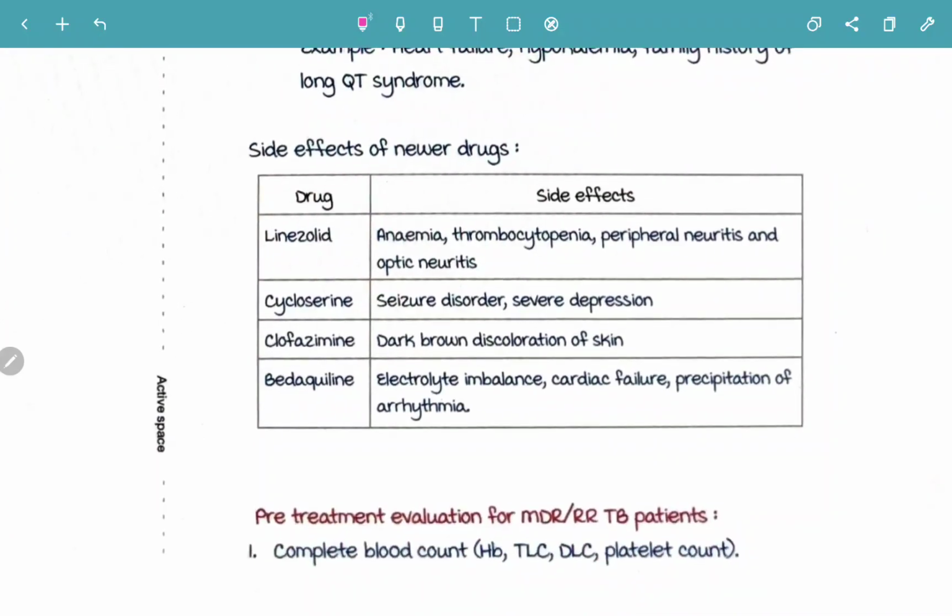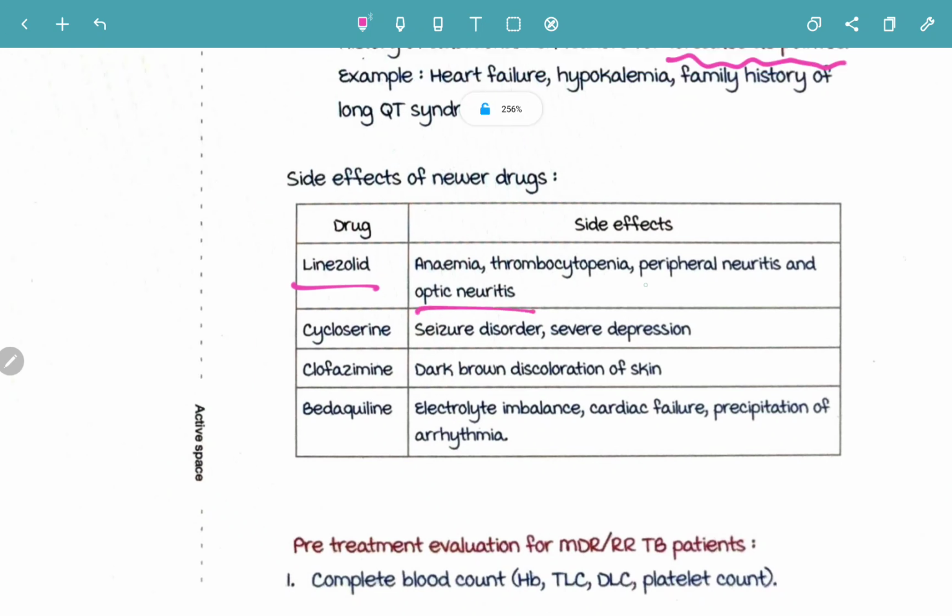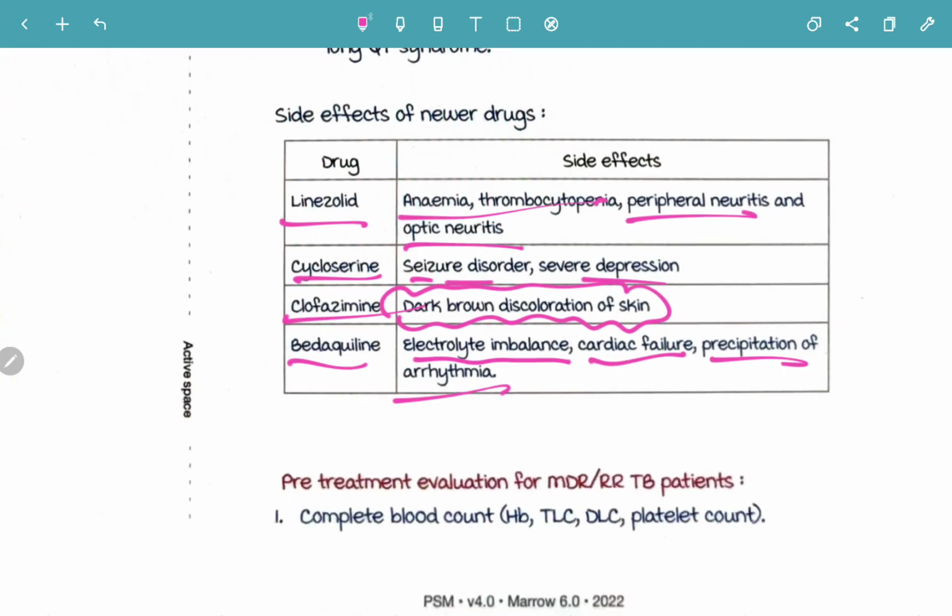Now let's look at the side effects of newer drugs. What is the side effect of linezolid? Side effects are anemia, thrombocytopenia, peripheral neuritis and optic neuritis. Cycloserine: seizure disorder, severe depression. Clofazimine: dark brown discoloration of the skin. So what is the side effect of clofazimine? Dark brown discoloration of skin. Bedaquiline: side effects are electrolyte imbalance, cardiac failure and precipitation of arrhythmia.